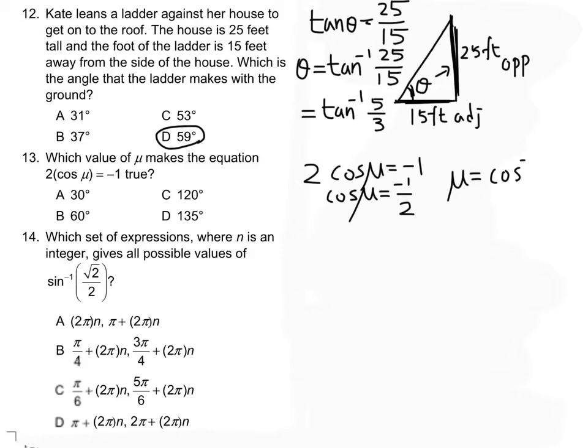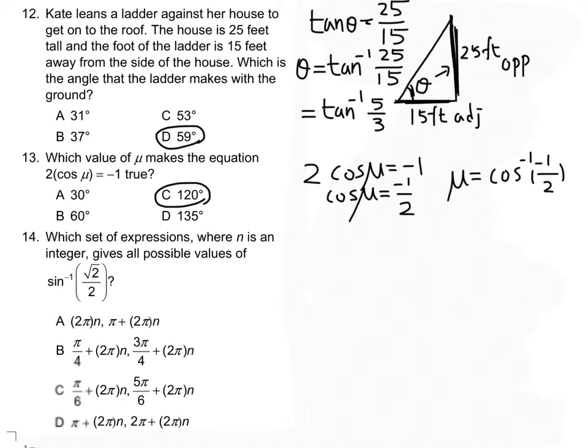So again, we are thinking about the inverse. Inverse of cosine is -1/2. When will that happen? So this will happen when your angle measurement mu equals 120 degrees. 120 degrees is in the second quadrant, so your cosine will be a negative value. It has a reference angle of 60 degrees, so the ratio is going to be 1 over 2.